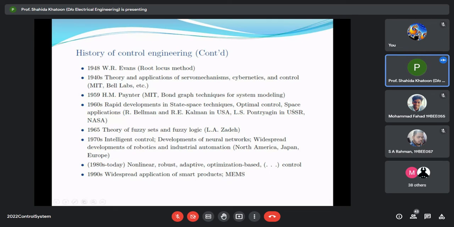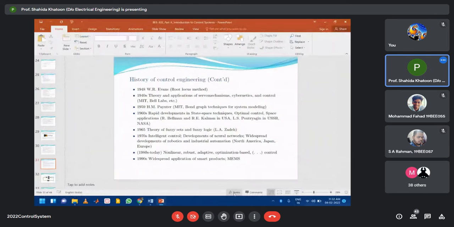So this is the history. In 1965, theory of fuzzy sets and fuzzy logic was given by L. Zadeh, and then intelligent control and nonlinear control was developed.